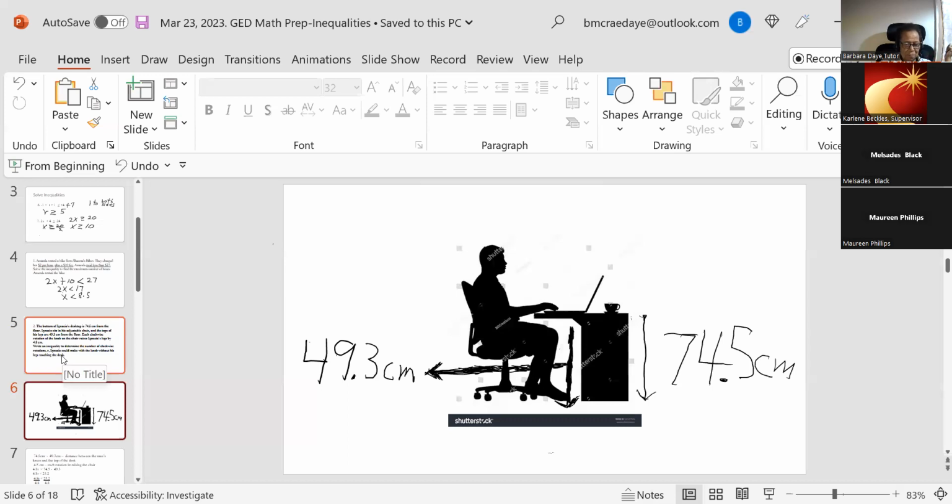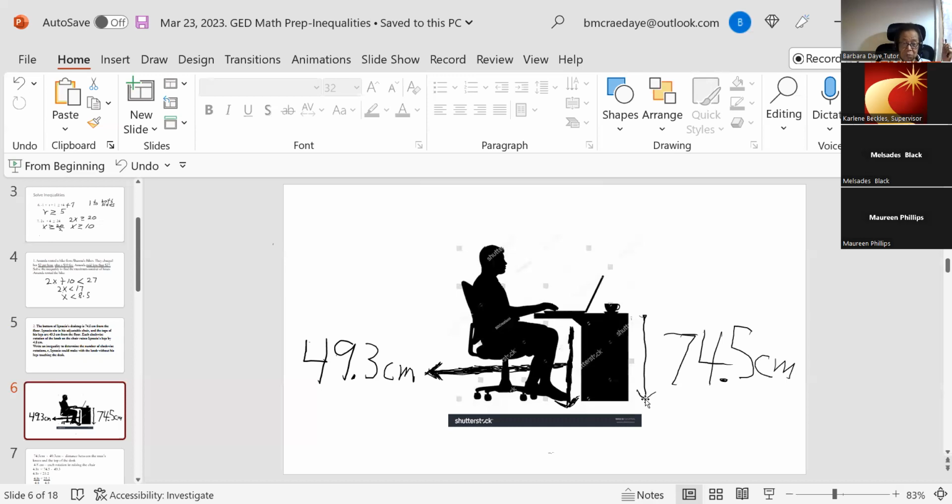What you said, his legs is the distance from his desk? This is his knees to the floor. So we add those two together, right? Why would you add them? His knees to the floor is 49.3. Oh, I see. The top of the desk to the floor is 74.5.